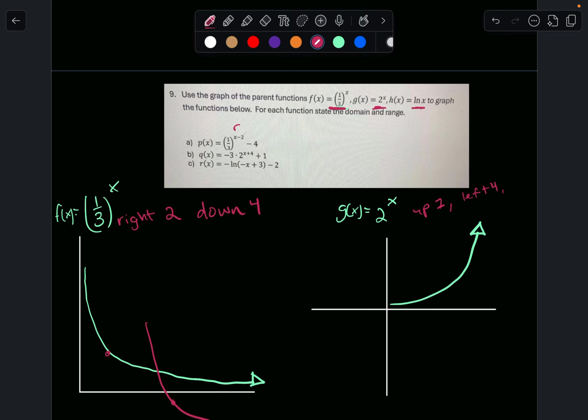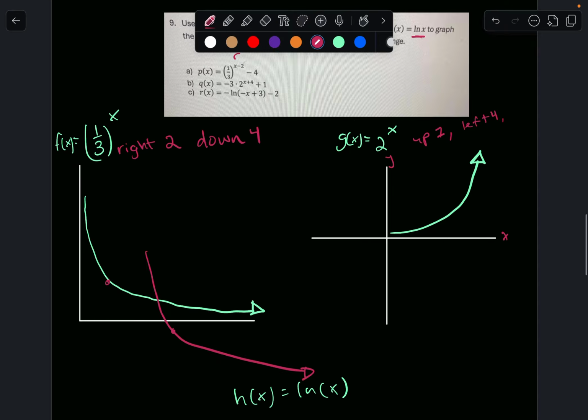So we're going to flip over the x-axis. You just got that negative out front. So you flip over the x, y, x. Flip over that x-axis, and then it's a whole number out front. So we're going to vertical stretch. If it's less than a whole number, we horizontal stretch. So flip it over x.